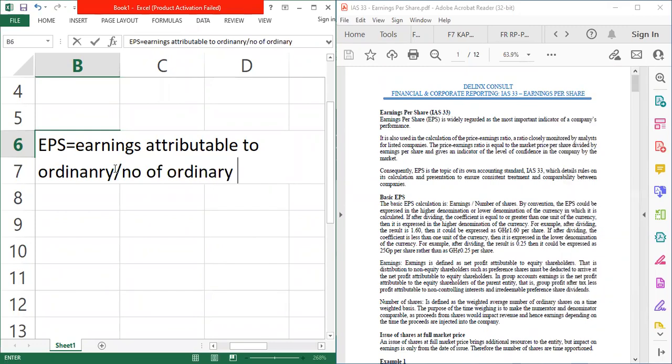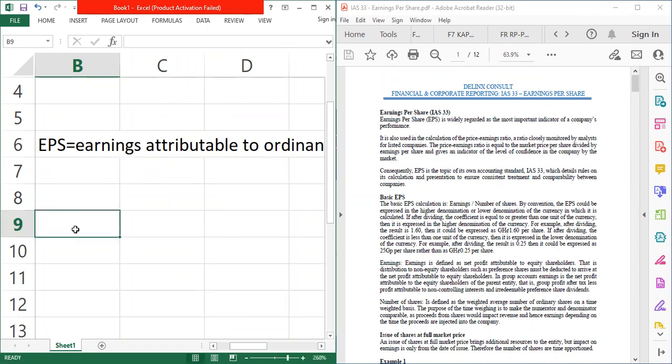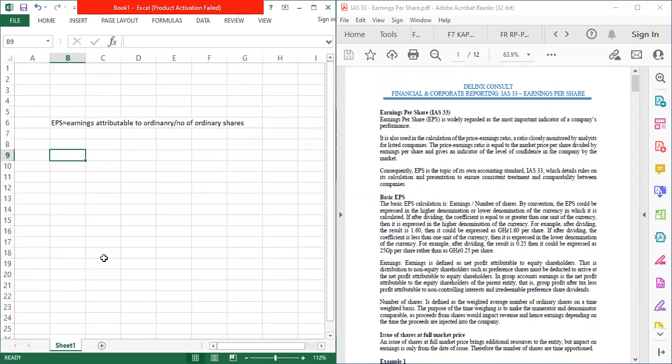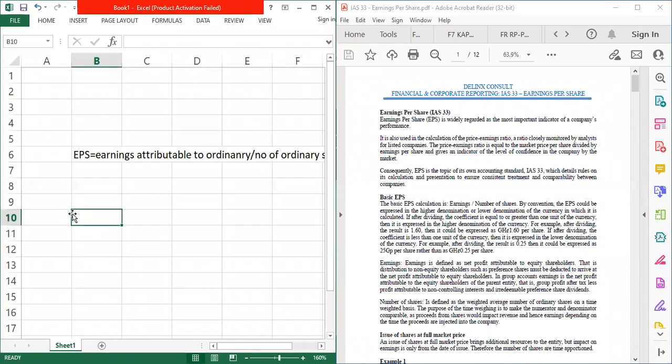So this is the basic calculation of earnings per share: earnings attributable to ordinary shareholders, all divided by the number of ordinary shares.